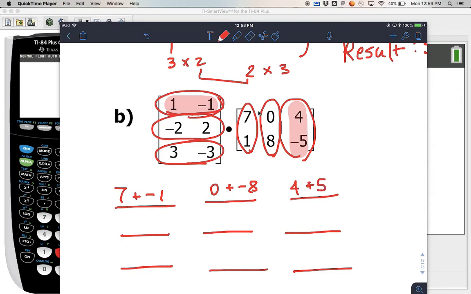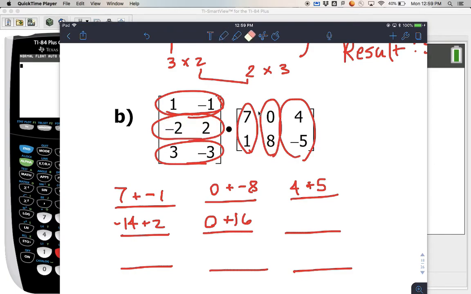Okay, next we'll switch gears. We'll go to negative 2 times 7 is negative 14. 2 times 1 is 2. I'm highlighting just so you guys can kind of see where this is coming from. Obviously, you're not going to highlight every single one when you're doing it. Hopefully, you're doing it faster than me here. Negative 2 times 0 is 0. 2 times 8 is 16.